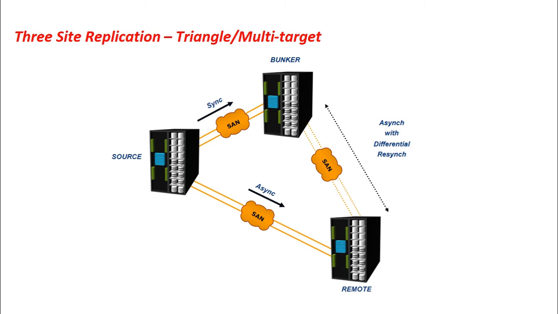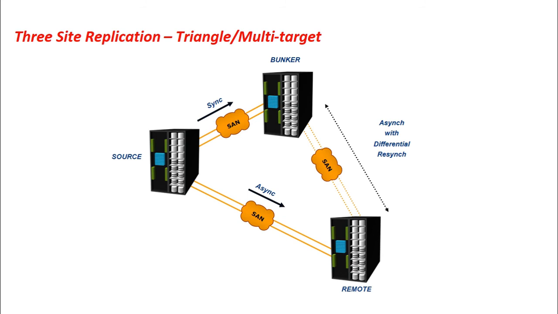Okay, the key benefit of this three-site multi-target replication is the ability to fail over to either of the two remote sites in case of the source site failure. If the source fails, we can shift the source site to one of the surviving remote sites with disaster recovery protection between the bunker and the remote sites. Resynchronization between the two surviving sites is incremental. Disaster recovery protection is always available if one site failure occurs.